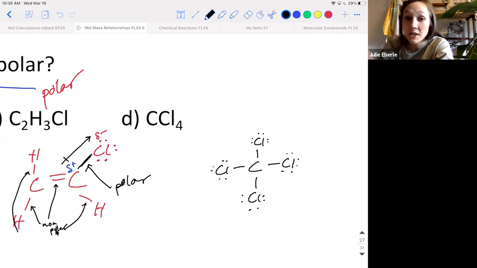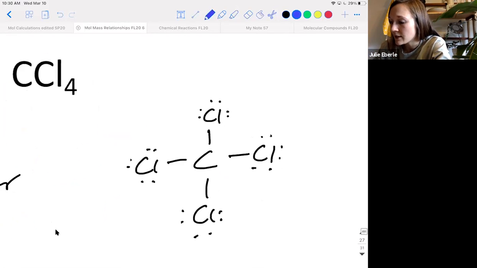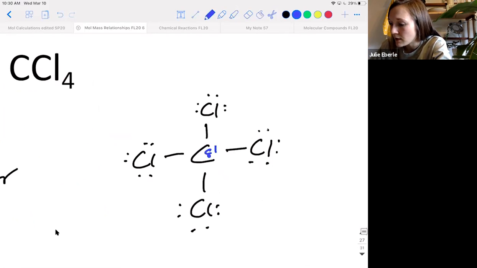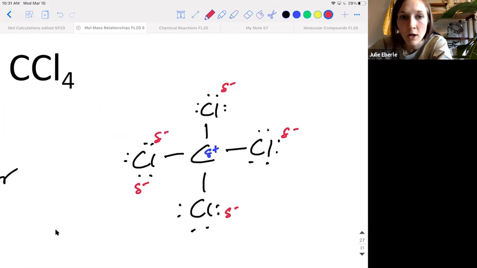Okay, we just said that a carbon-chlorine bond is polar. We just identified that in the previous molecule. So all of these bonds are polar. So if I'm going to write the partial positive and negatives in, I'm going to put the partial positive on this carbon and all of these chlorines are drawing the electrons in the bond with carbon towards themselves.